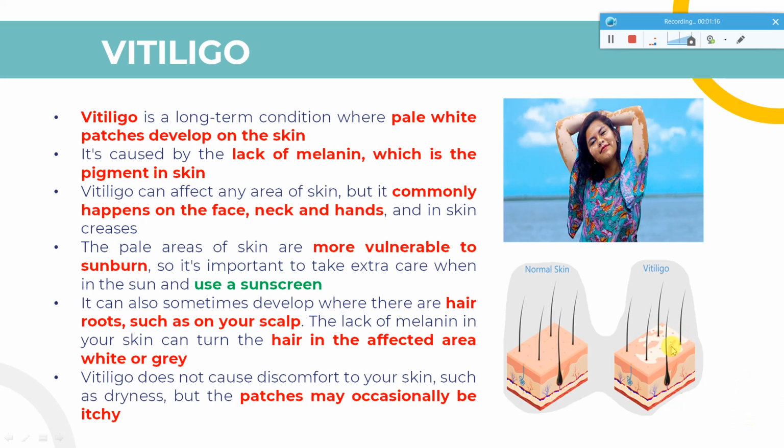This is what is shown in the picture here, and this is how it looks once a person has vitiligo. The parts of the skin which are mostly affected are the face, neck, and hands. People with vitiligo are more vulnerable to sunburns, so they need to use a lot of sunscreen. It can even affect your scalp region, and premature graying of hair can happen because of this. These patches can occasionally be itchy.